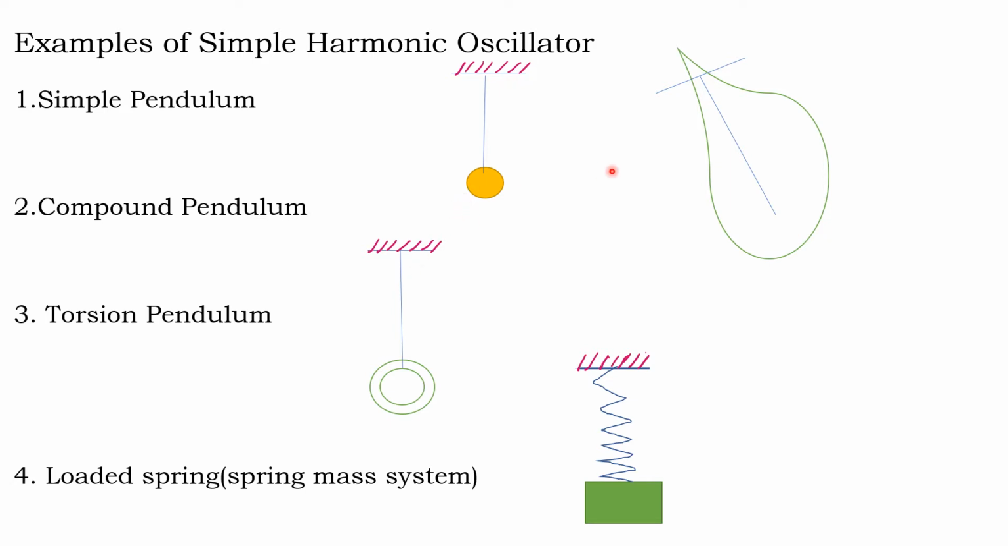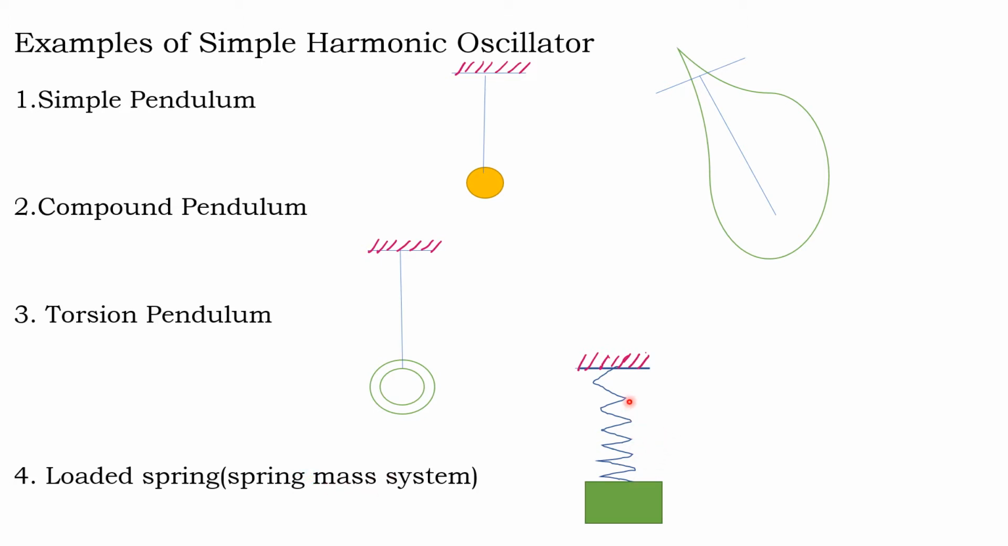A compound pendulum is a rigid body which is capable of oscillating freely about a horizontal axis passing through it. The third one is a torsion pendulum. A torsion pendulum consists of a heavy mass suspended by a thin wire from a rigid support. Normally, the heavy mass is a disc or a spherical bob.